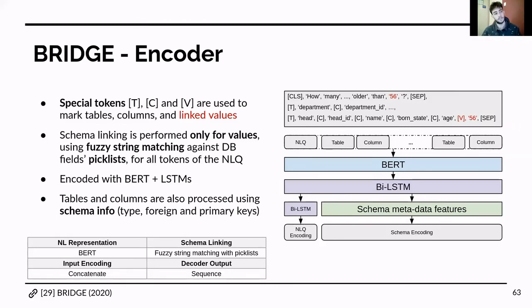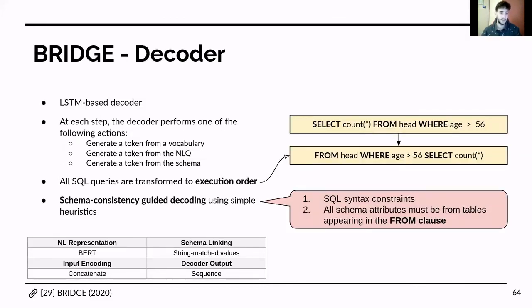So it encodes this input using BERT and bidirectional LSTMs, and also it uses some metadata information from the schema, like column types and foreign or primary keys, to try to preserve some information for the system. And then it uses an LSTM decoder, a sequence-based decoder, that at each step is going to perform one of three actions. It is either going to generate a token from the vocabulary, or it can generate a token from the natural language query or from the schema. And this vocabulary that I mentioned can include words like SQL keywords, operators, and so on.